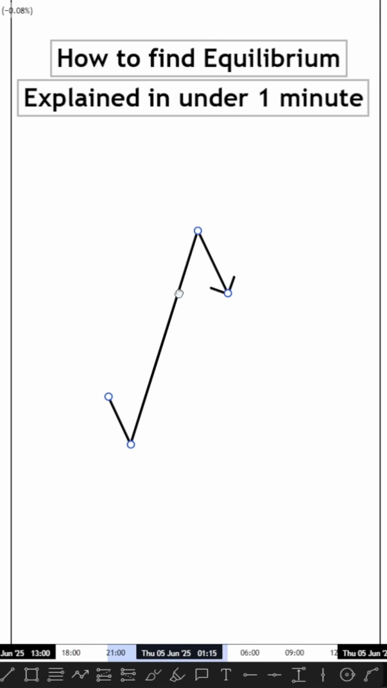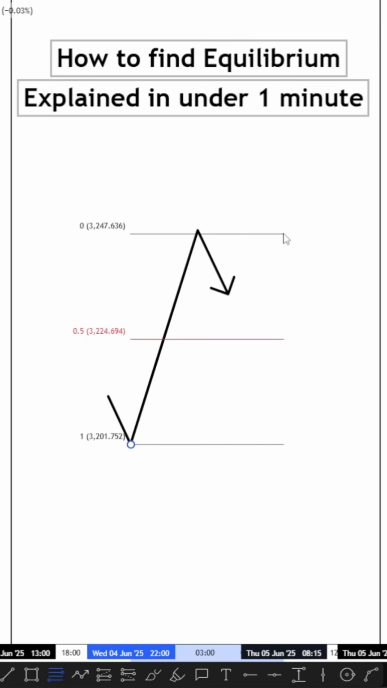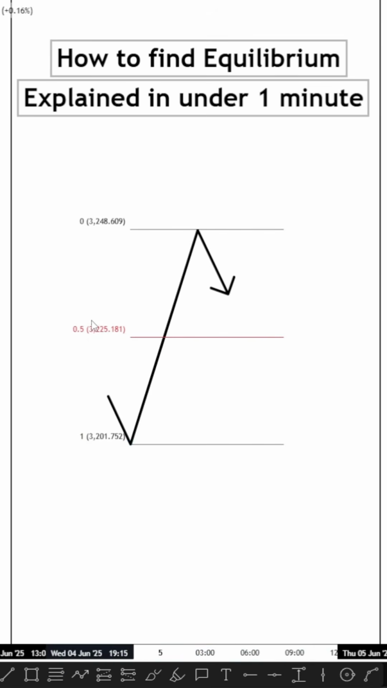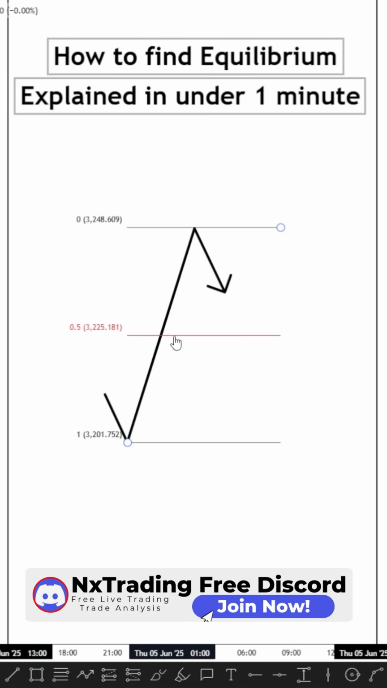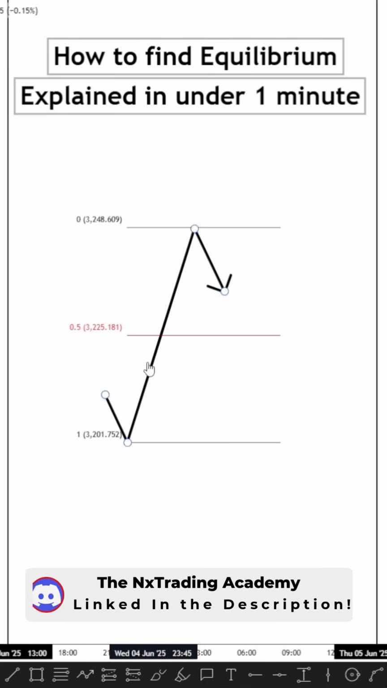So what is equilibrium? Equilibrium is a Fibonacci retracement tool. As you can see right here, I have my Fibonacci retracement. I'm going to be grabbing the low of the range to the high of the range, and I'm getting the midpoint, which is the 0.5, also known as equilibrium of the range. Equilibrium essentially is a form of liquidity. Once price taps into equilibrium, we can tend to have a potential bullish or bearish reaction.